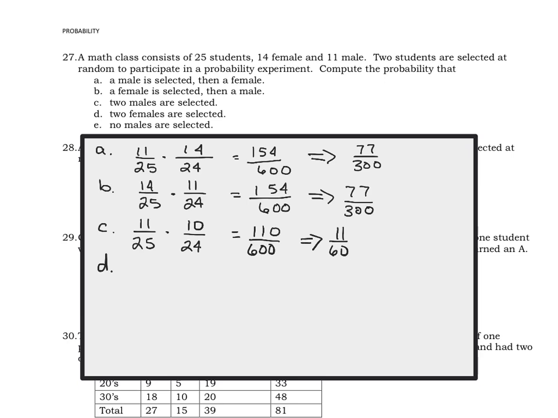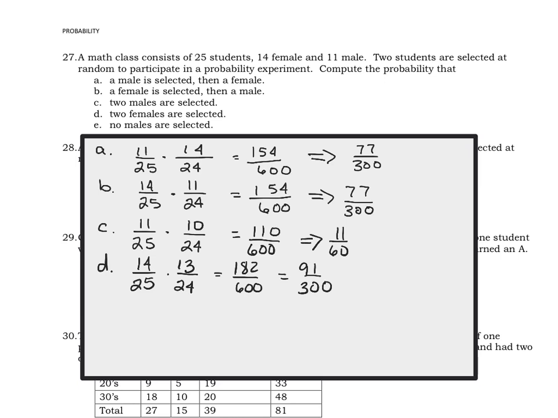Okay, D, 2 females are selected. So there were 14 females. So we have the probability of first a female being selected. And then there's now 24 students. And once one female has already been selected, another female will be selected. So the 14 times 13 gives us 182. We're still getting 600 in the denominator. And I believe this simplifies to 91 over 300. Yes.